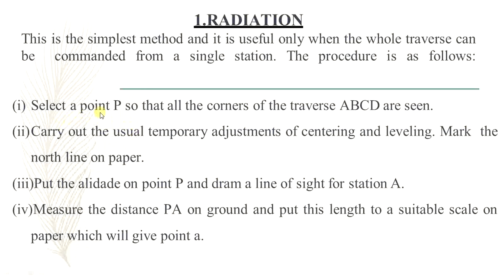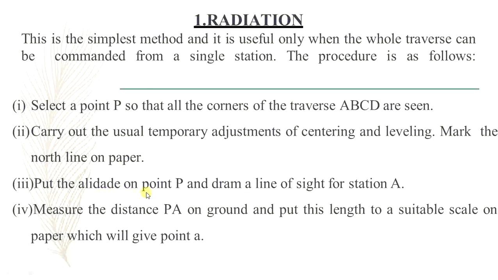First, select a point P so that all the corners of the traverse ABCD can be seen easily from it. Next, carry out the usual temporary adjustments of centering and leveling of the plane table, and mark the north line on the paper. Marking the north direction on the paper is the most important step.